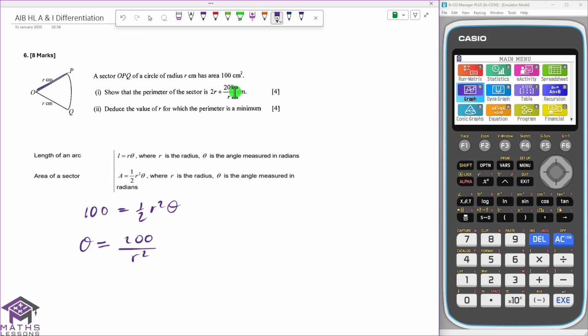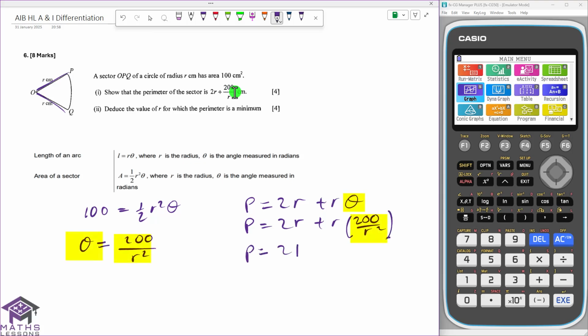Now for the perimeter, we've got R plus R, so that's 2R, and then we've got this arc length, which is R theta. But we know that theta equals 200 over R squared. So our perimeter P will equal 2R plus R times 200 over R squared. One of these R's cancels to leave us just 200 over R. Next it says deduce the value of R for which the perimeter is a minimum.